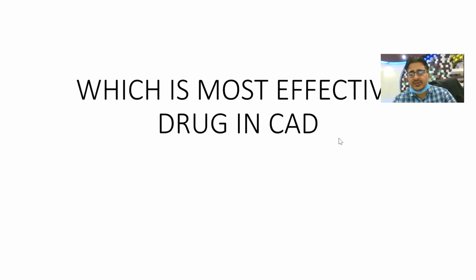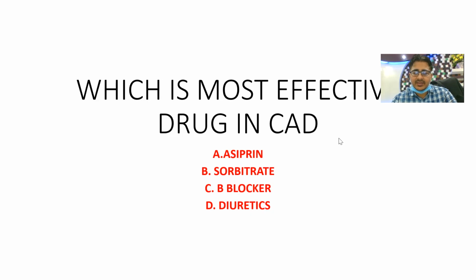Next question is: which is the most effective drug in CAD? CAD means coronary artery disease, MI, heart attack. You can give me the answer. First is aspirin, second is sorbitrate, third is beta blocker, and fourth is diuretics. I mean to ask which is the most effective and first drug which we should give for treating CAD.